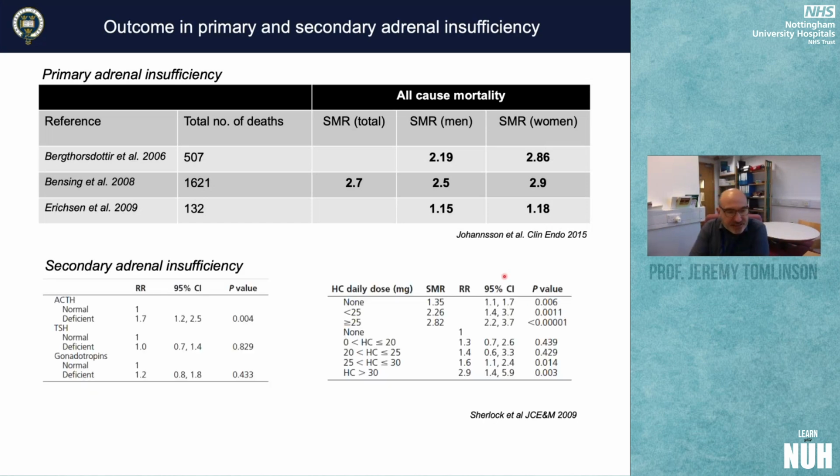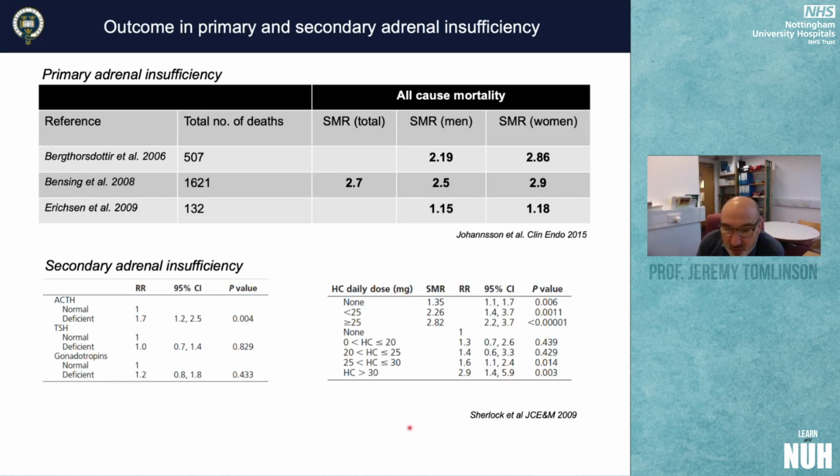What about secondary adrenal insufficiency? This is work done by Mark Sherlock, a colleague who I used to work with in Birmingham. So secondary adrenal insufficiency, that's a pituitary problem, ACTH deficiency. And again, what you can see here, this is your mortality relative risk here, and markers can be compared if you've got a normal ACTH or if you're deficient. And you can certainly see that those patients who are deficient in ACTH with secondary adrenal insufficiency have an increased standardized mortality ratio here, and that's not the case if you're TSH or if you're gonadotrophin deficient.